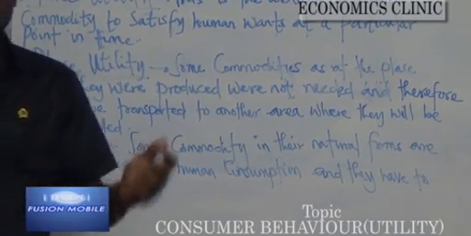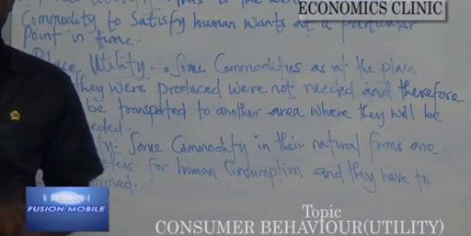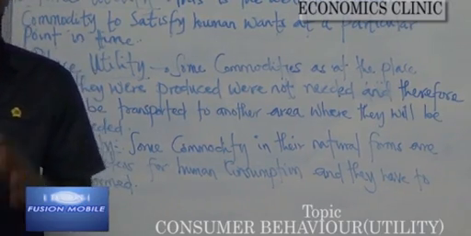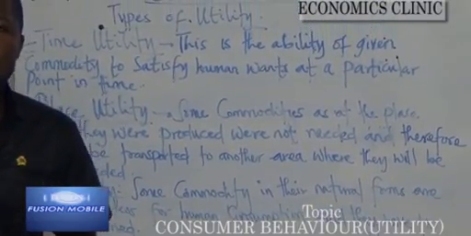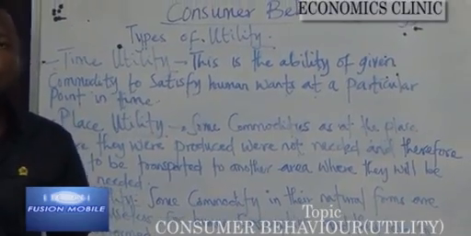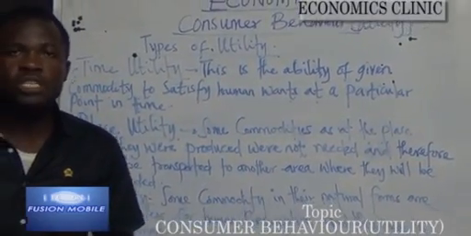An example is flour. Flour in its natural form is useless but has to be transformed to make cake, to make bread, and so on. That process is called form utility.